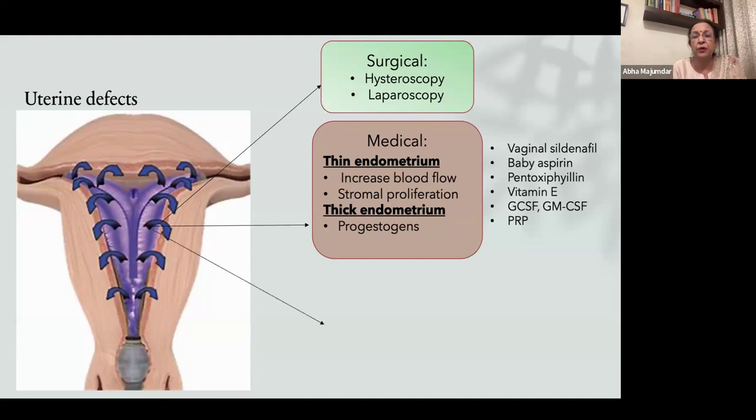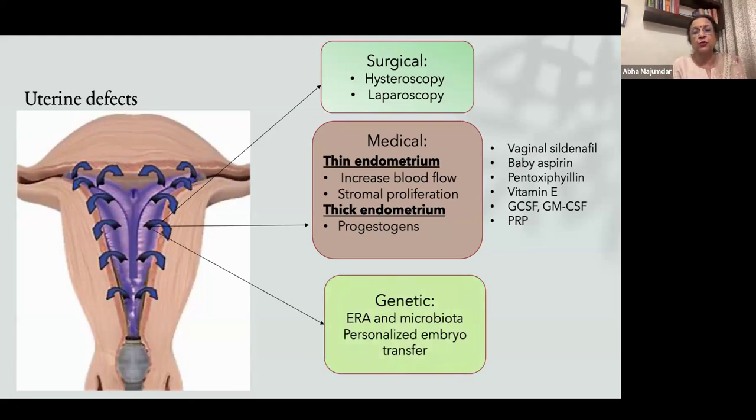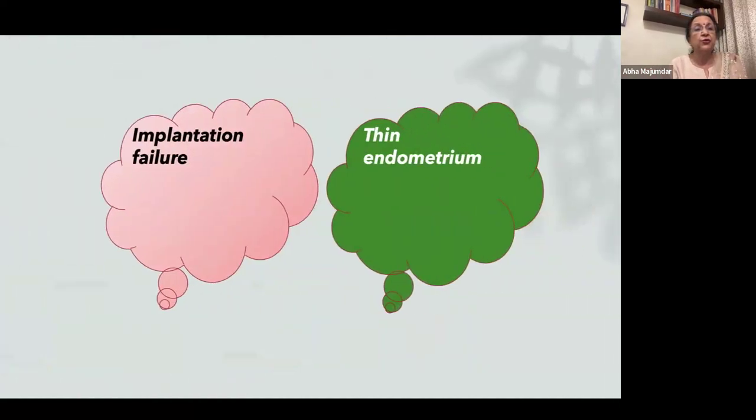Stem cells I have not written because they are not that common. And the last is genetic, where we do the ERA test to see whether the window of implantation has moved a little bit forward or backward. We look at the microbiota, whether she needs antibiotic treatment, and do a personalized embryo transfer accordingly. So this is for the uterine defects.